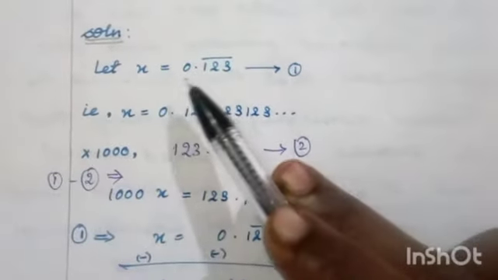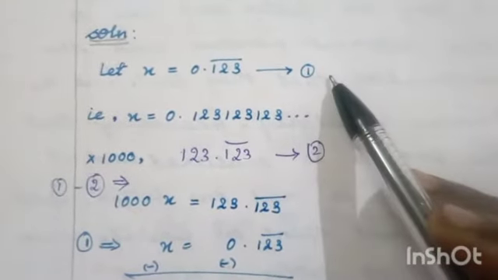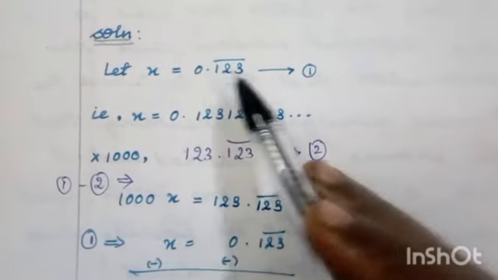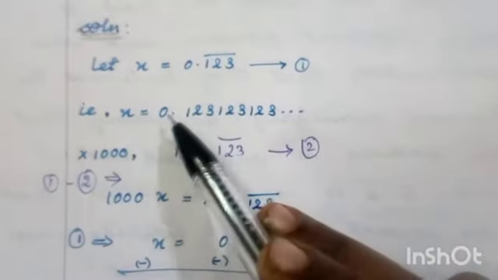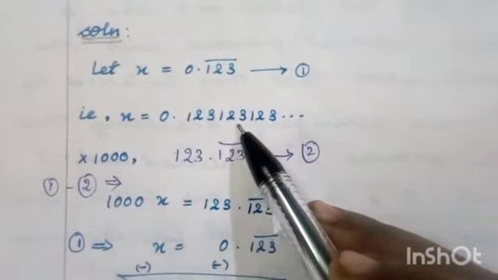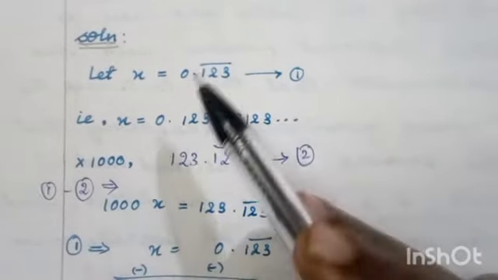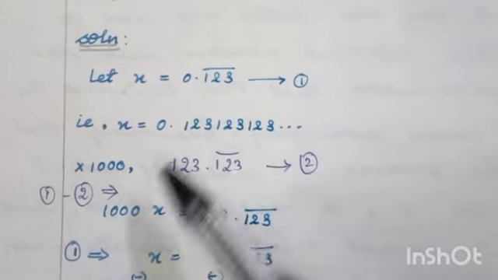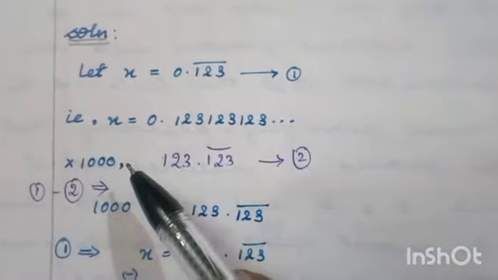First you write the given one, let x is equal to 0.123 bar. We call it equation number 1. So it is the same 3 digits again and again repeated. So now x is equal to 0.123, 123, 123, etc. Now multiply by 1000 because the period of decimal is 3. So we have to multiply by 1000. Suppose the period of decimal is 2, we have to multiply by 100.